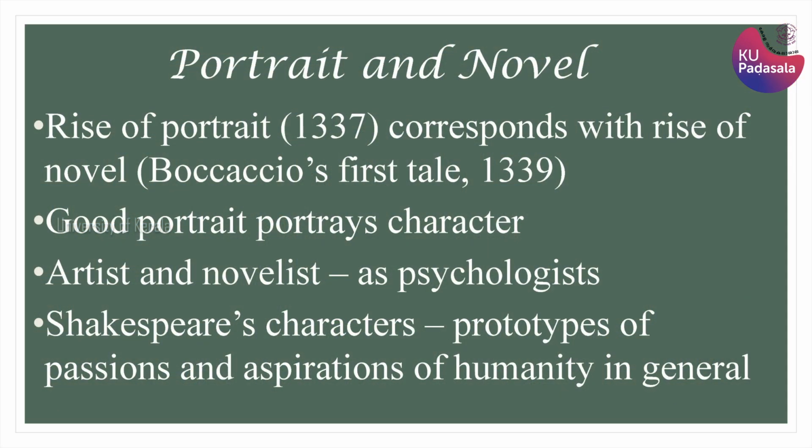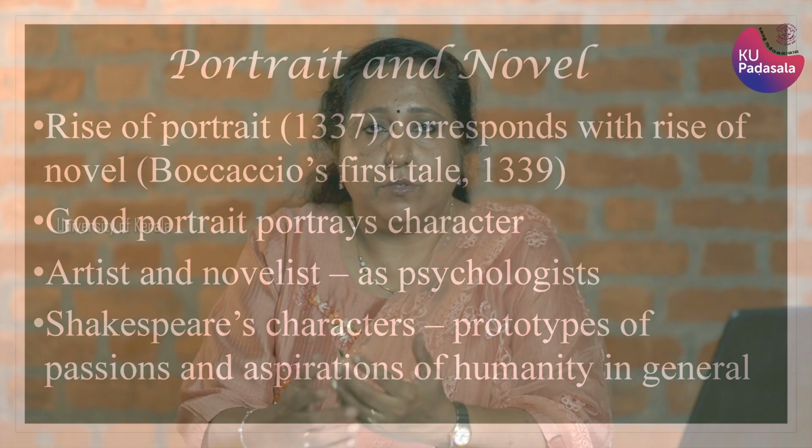And he ends this excerpt with a connection, or trying to connect art with literature. He says, the rise of the portrait and the rise of the novel are almost in the same time period. The rise of the portrait is in 1337, and the rise of the novel was with Boccaccio's first tale that was published in 1339. So why does he make this comparison? So he says a good portrait actually portrays the character of the person, and Reid says that both the artist and the novelist are psychologists in one way, because both of them actually delve deep into the characters or the psyche of an individual. He also talks about Shakespeare's characters. Shakespeare's characters are prototypes of passions and aspirations of humanity in general. So with that, we come to the discussion on the excerpt of Herbert Reed's The Meaning of Art.